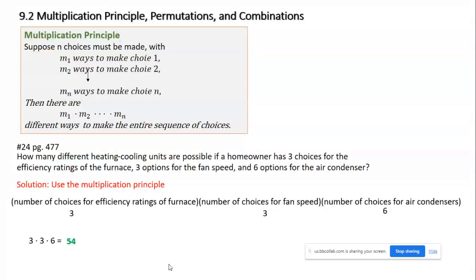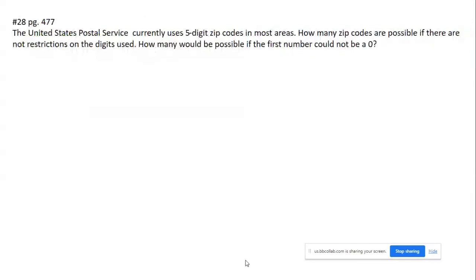So applying the multiplication principle is to find how many different ways we can have a choice, okay, which will lead to probability. All right, so 54 different units are possible. This is, customers can select from 54 different possible heating and cooling units. Yes. All right. How about this one?